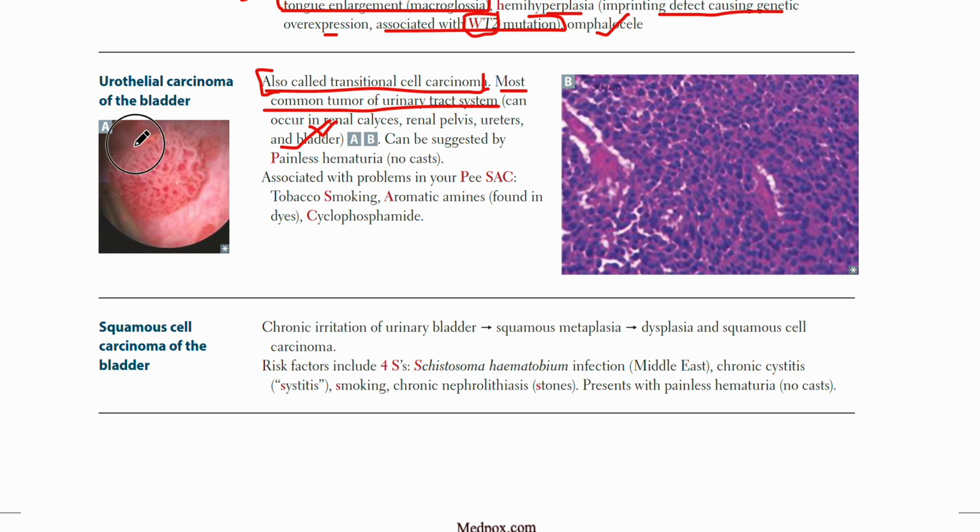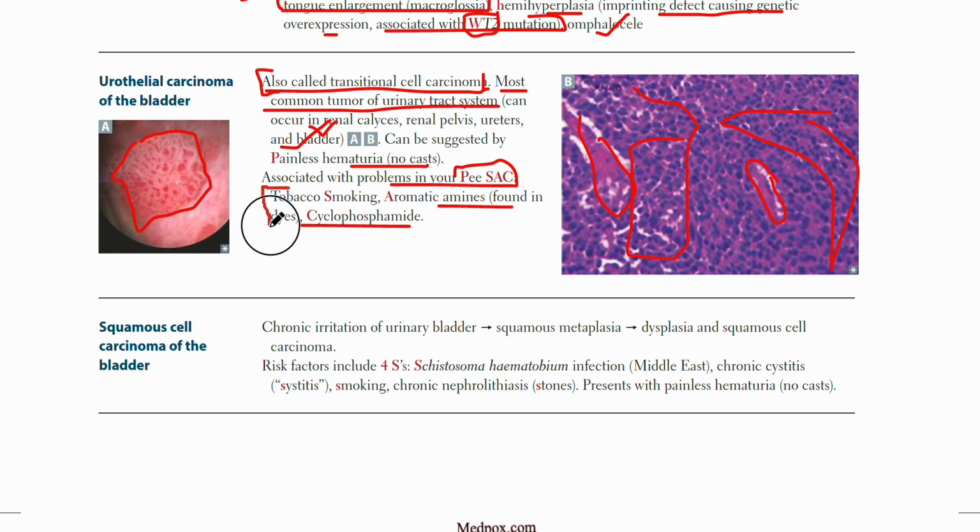So here you can see this is a tumor, right? And it can be suggested by painless hematuria, that is no casts, and also here you see the wild infiltration of cells, right? These ducts are totally obliterated. The tubules are totally obliterated by this infiltration of cells. Wild mutation is there, right? So associated with problems in your pee sac, right? And tobacco smoking, aromatic amines found in dyes, and cyclophosphamide can be the associated causes here.